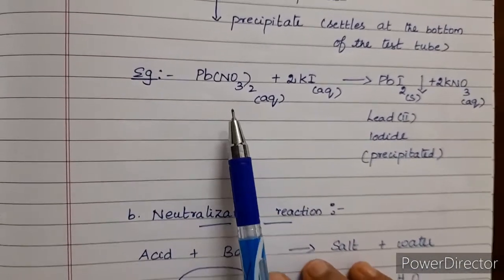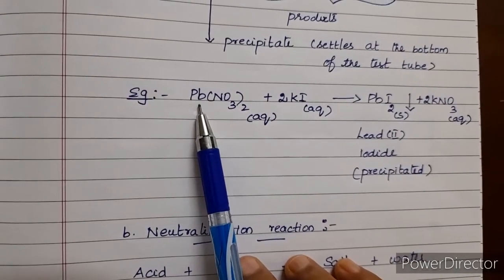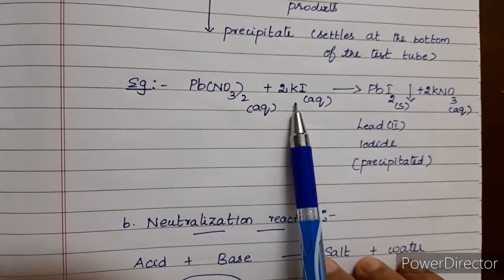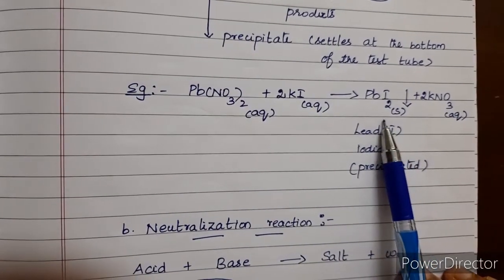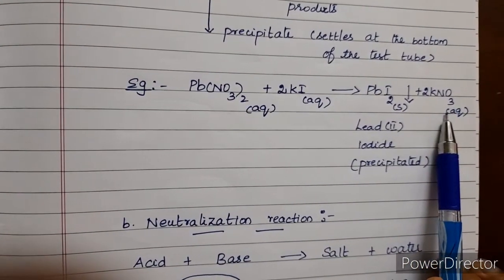Now let's see the example. Here lead nitrate combines with potassium iodide to give lead iodide and potassium nitrate.